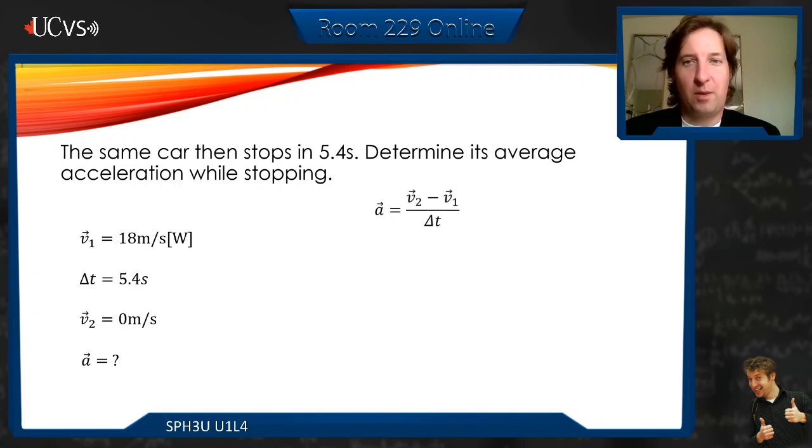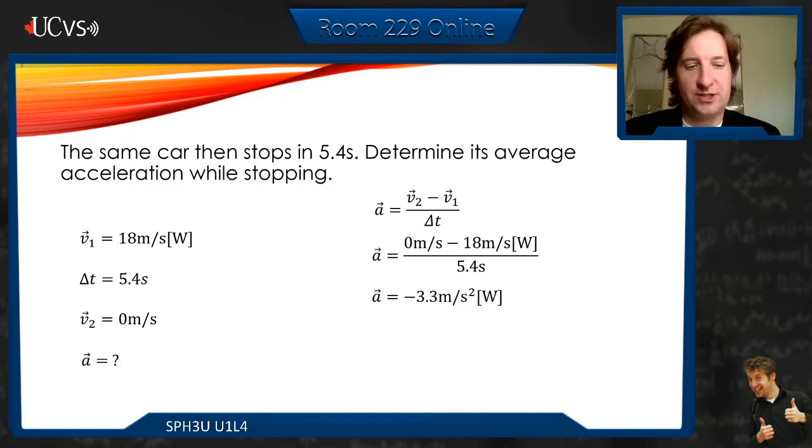What's this going to do to our problem? Once we substitute in, we're going to have 0 take away 18 meters per second west. So now we're going to end up with a negative number in our answer. So we have a negative acceleration in the westerly direction, which means we are slowing down, right? Because the car was traveling west. If we have a negative acceleration, the opposite direction to its velocity, it slows down. Another way we can say this is that it has acceleration of 3.3 meters per second squared east, the opposite direction.